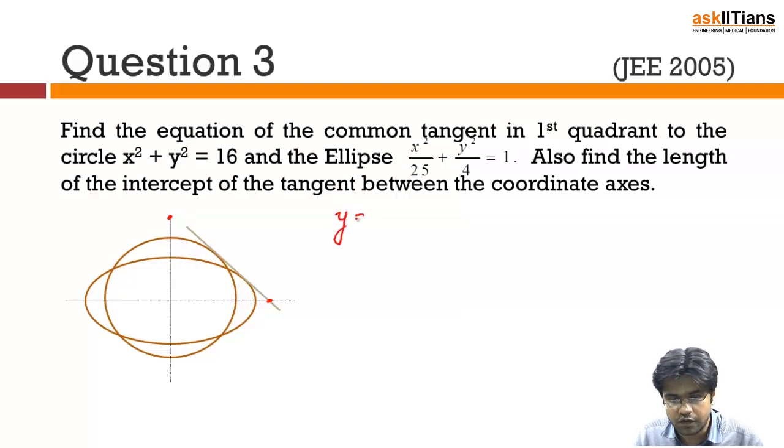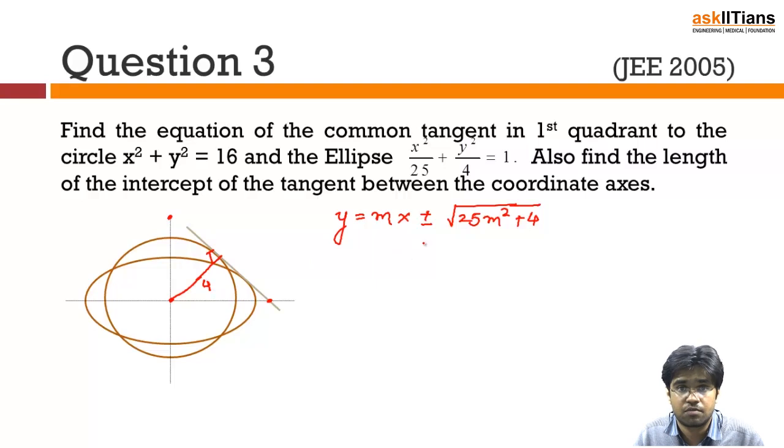Now we know that the general equation of a tangent to the ellipse is given by y = mx ± √(a²m² + b²), that is √(25m² + 4). Now this is the general equation of a tangent to the ellipse. If this tangent is also tangent to the circle, then I know that the perpendicular from its center will be equal to the radius. That's the property: the perpendicular from the center to a tangent is the radius. So if I convert it to standard form, that is y − mx ± √(25m² + 4) = 0.